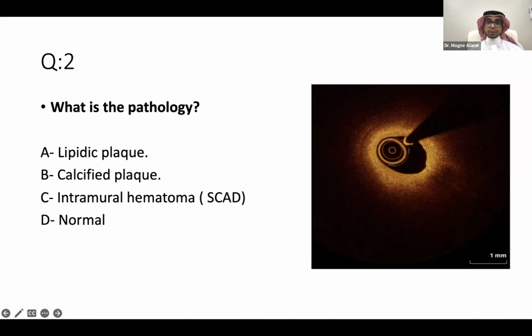It's not intramural hematoma because we cannot see the normal layers, which are the intima and then the media band in 360. It's not the case like the previous one. And it's not normal, you cannot see the normal 3 layers. So maybe this is a bit easier. You can see that it's most likely fibrofatty or lipidic plaque.